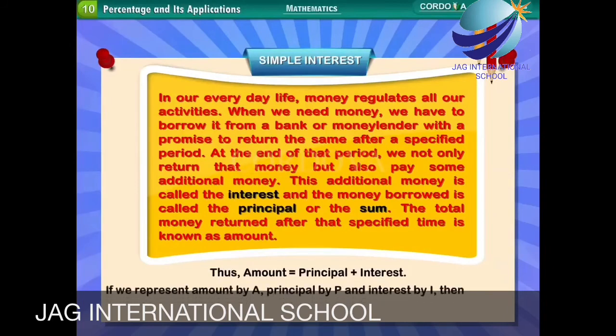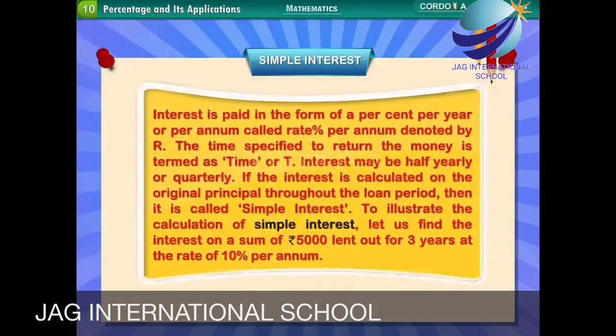If we represent amount by A, principal by P, and interest by I, then A = P + I. Interest is paid in the form of a percent per year, or per annum, called rate percent per annum, denoted by R. The time specified to return the money is termed as time, or T. Interest may be half-yearly or quarterly. If the interest is calculated on the original principal throughout the loan period, then it is called simple interest.